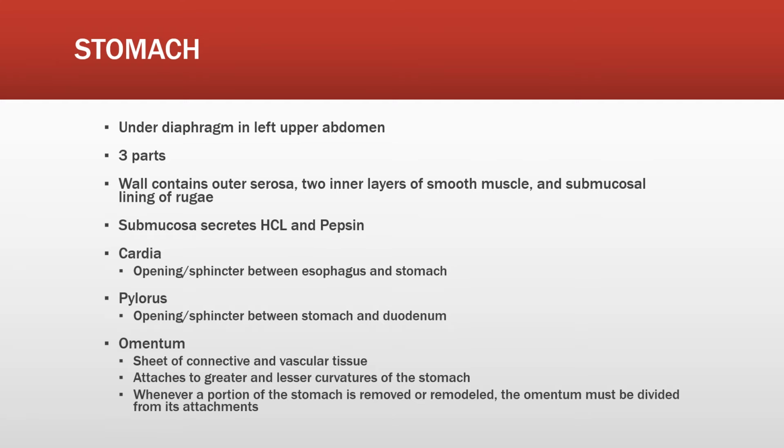That is an opening, or a sphincter, if you will, between the esophagus and stomach. And then we have the pylorus, which is a sphincter between the stomach and the duodenum. Okay, the omentum, as I said, we will have these sheets of tissue, connective tissue and vascular tissue. This attaches to the greater and lesser curvatures of the stomach. Whenever a portion of the stomach is removed or remodeled, that omentum is going to need to be divided from its attachments. So omentum is one of those sheets of tissue.